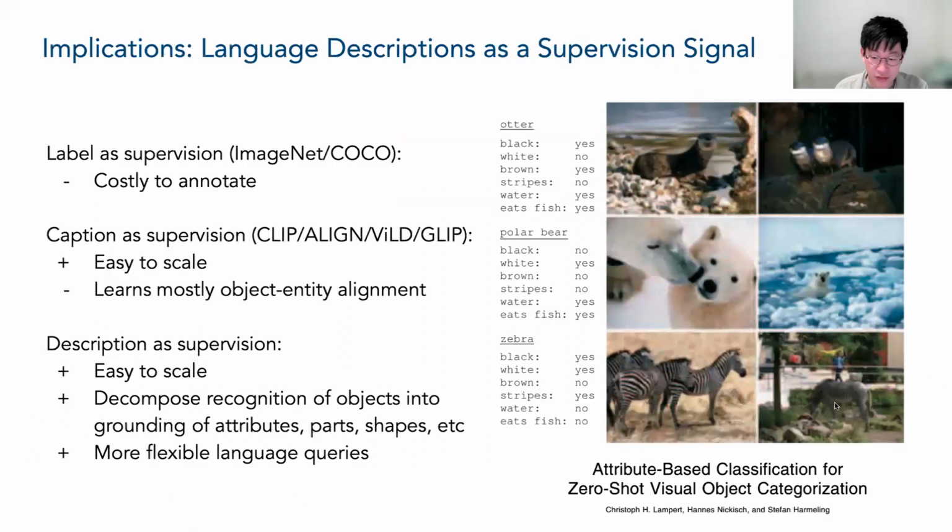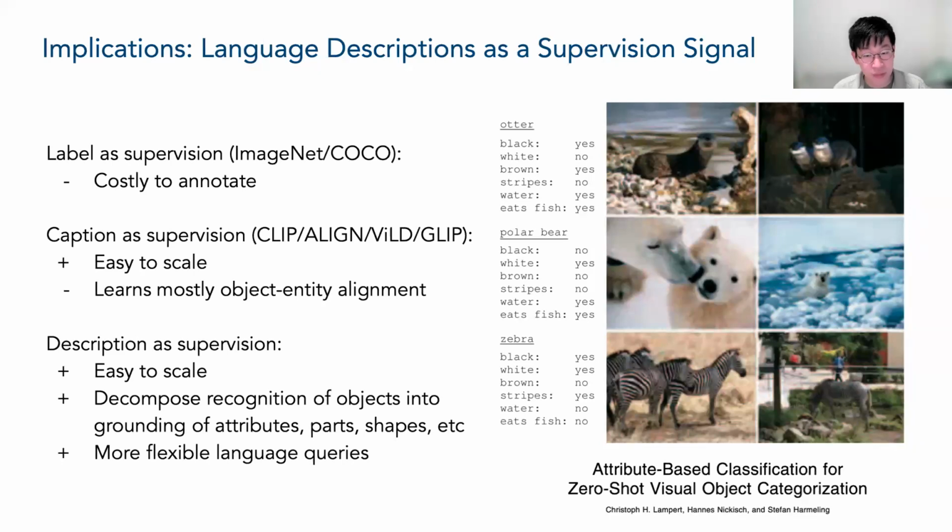Another way to interpret our work is that we are using language descriptions as a supervision signal. This traces back to the very classical idea of decomposing the task of recognizing animals, like here, into identifying the individual attributes of these species and then putting them together to know which category they are in.